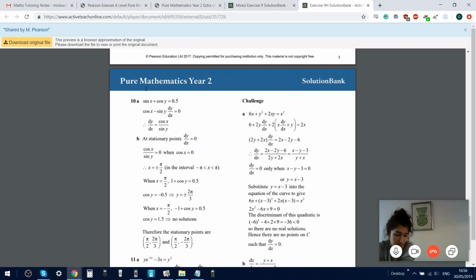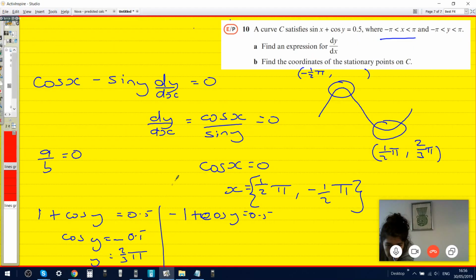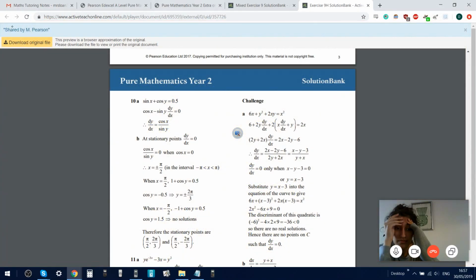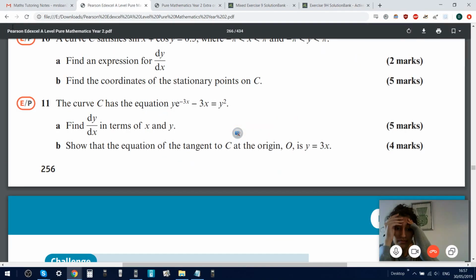There are no solutions for that one, and therefore the stationary points are pi over 2, 2 pi over 3, and pi over 2 minus 2 pi over 3. There you go. Any questions there? No. Well, that's implicit differentiation. It sucks. What can you do? Hopefully there's some way in your calculator to do it.